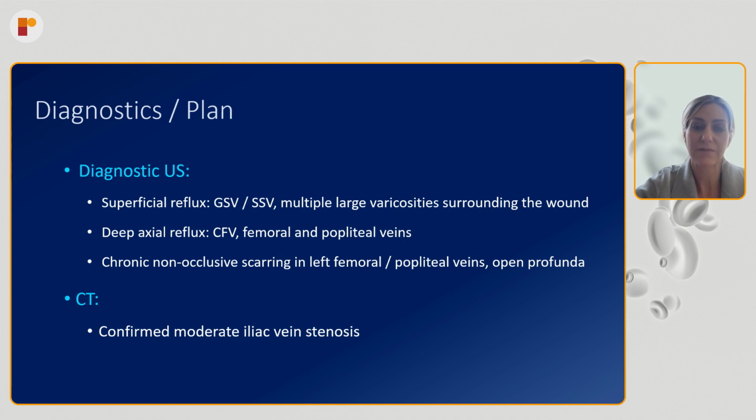He also had significant valve damage. And like we had said in one of the prior talks here, sometimes treating that superficial disease can reverse some of that reflux. Certainly that's true in the common femoral vein, usually not so much in the femoral and pop. And this is axial reflux with all of his deep valves out. He also had non-occlusive scarring in his left femoral and popliteal veins, but his inflow was open, including his profunda. He had a CT which showed some moderate iliac vein stenosis on that left side with kind of an ectatic vessel, and not occluded, not dramatic, but definitely affected by the prior DVT.